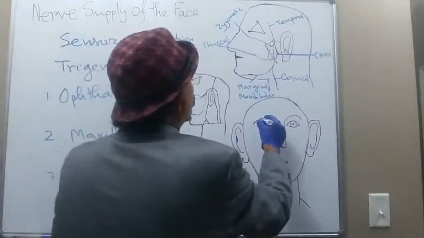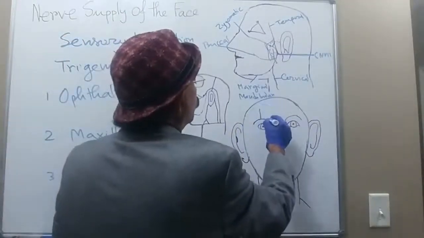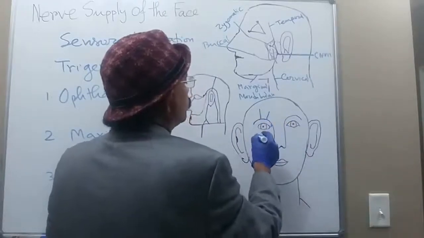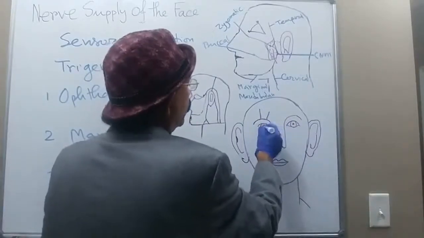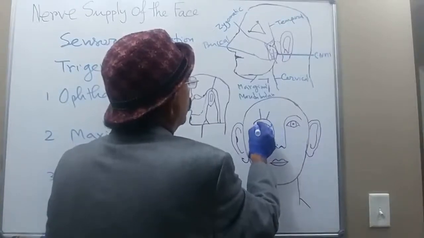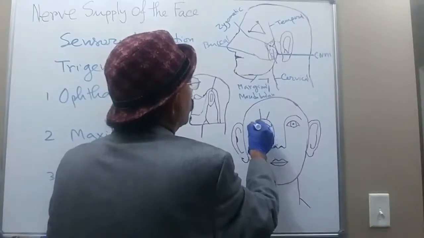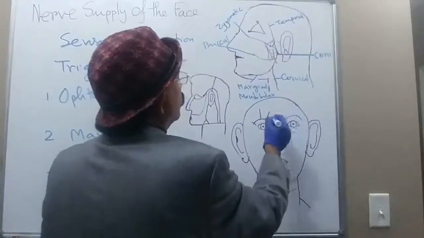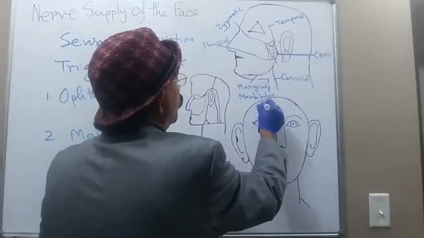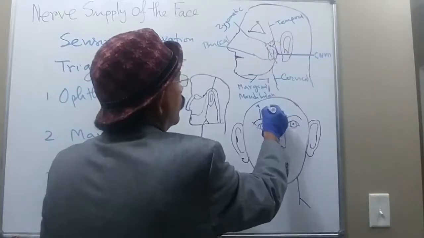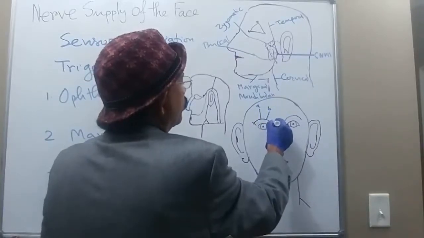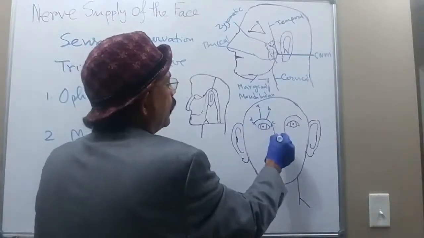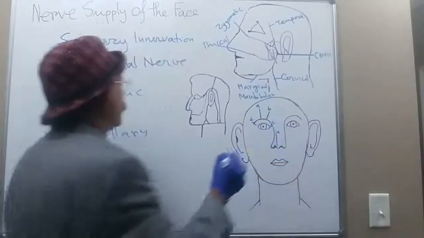One is supraorbital, supratrochlear, infratrochlear. Another one is the lacrimal. Another one is the external nasal. So this supraorbital, supratrochlear, infratrochlear, lacrimal, and this is external nasal.